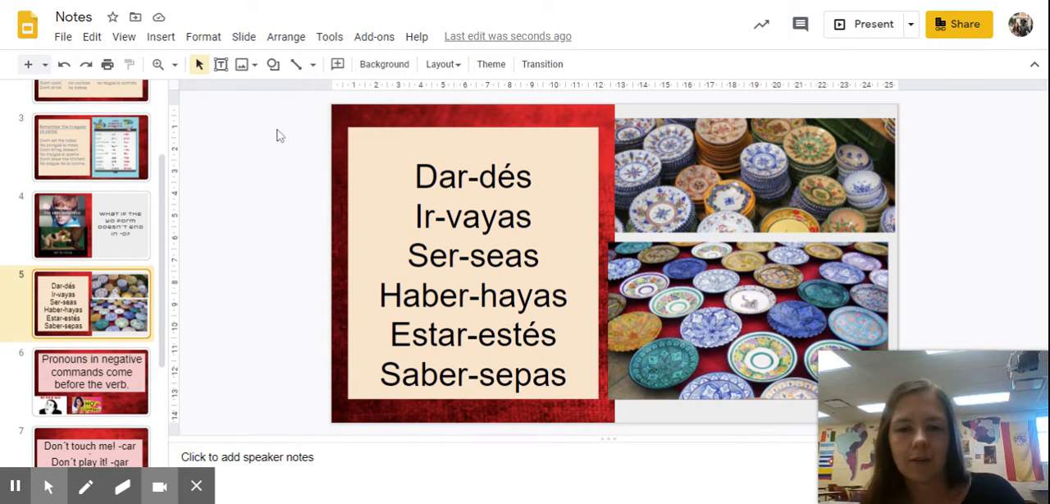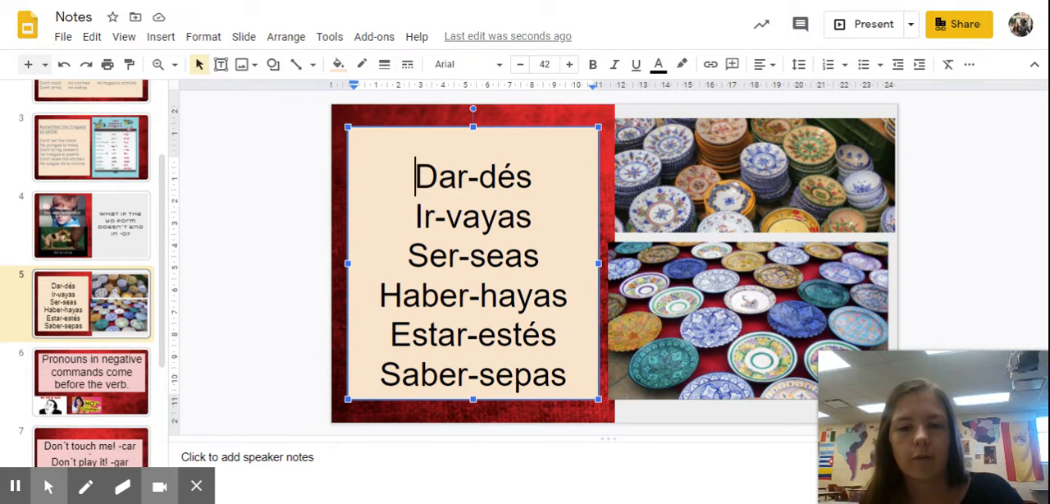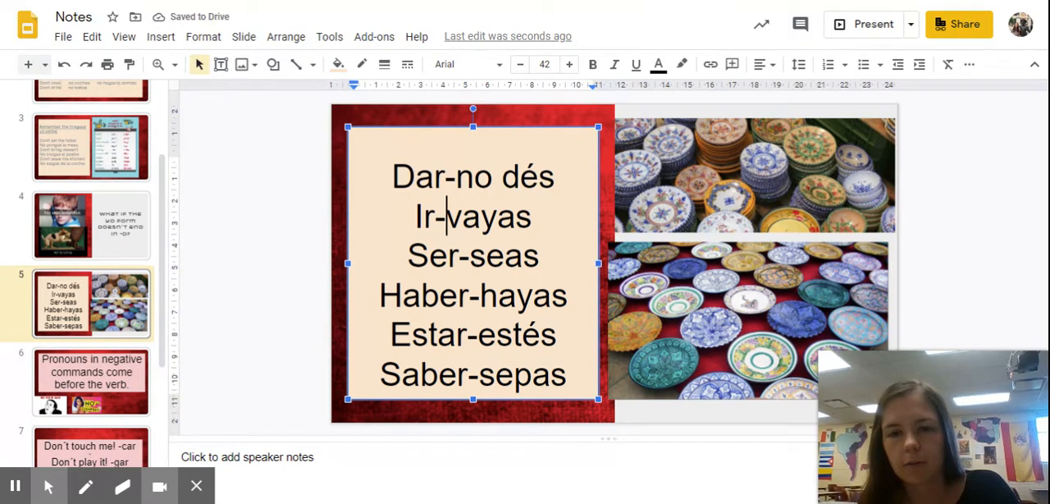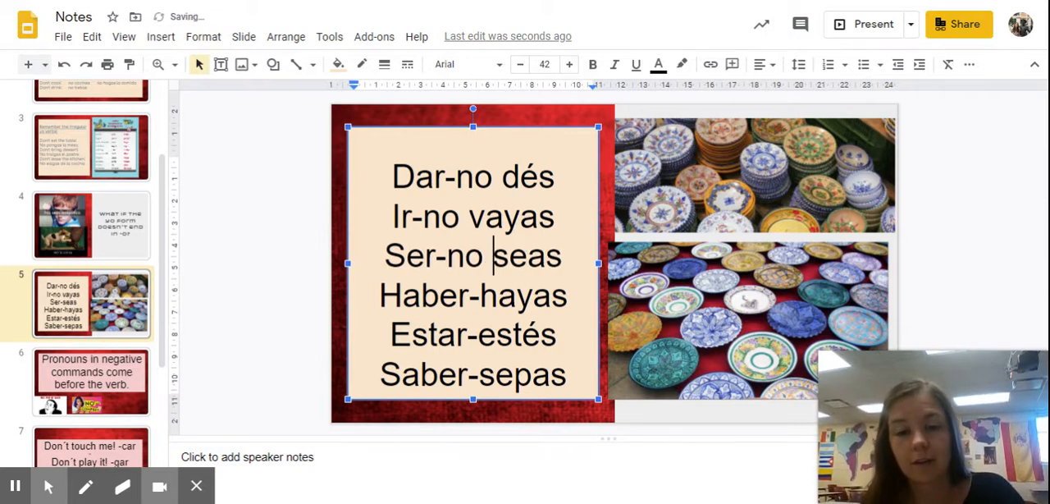We're going to call that group of irregulars dishes. So for instance, the verb dar does not end in O, so you have to memorize its command separately. Des. So it would be like no des. Ir, in the yo form is voy, irregular, is no vayas. Ser in the yo form is soy, doesn't end in O. The negative command is no seas. Haber, that's a verb like there is, there are. There are some other tenses we'll be using this verb with second semester and in Spanish 3 and 4 that you'll need to know, that its command is hayas.